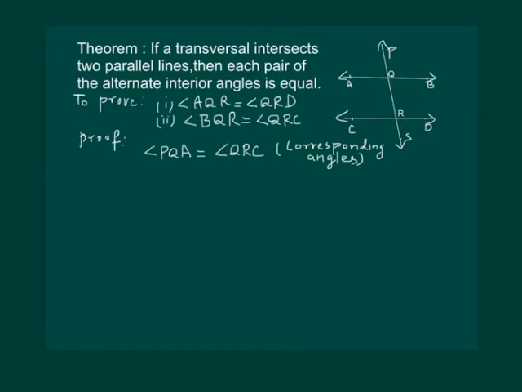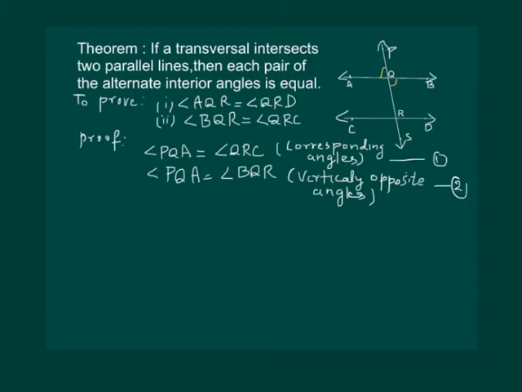We start our proof by saying that angle PQA is equal to angle QRC by the corresponding angles axiom. Also, we can see that angle PQA will be equal to angle BQR as they are vertically opposite angles. Let us mark the two results as 1 and 2. From 1 and 2, we can see that PQA is equal to QRC and PQA is equal to BQR. That means these two are equal. Hence, we have proved the second part.